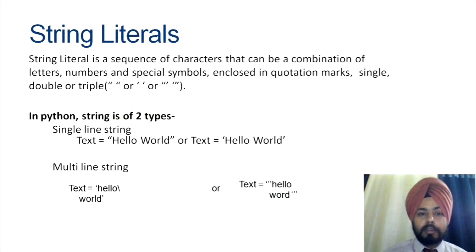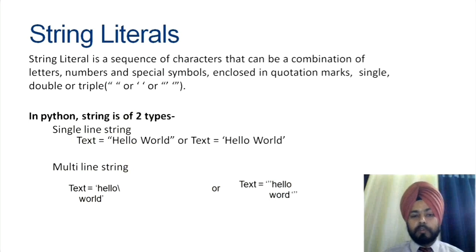First we will discuss string literals. A string literal is a sequence of characters that can be a combination of letters, numbers and special symbols enclosed in quotation marks: single, double or triple inverted commas. In Python, strings are of two types, single-line strings and multi-line strings. A single-line string is one that is only in one line. A multi-line string is one that is more than one line. These are examples of single-line strings and this is an example of multi-line strings.